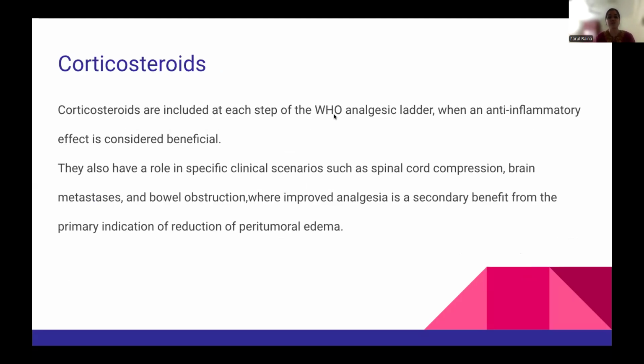Coming to the capsaicin, I've already mentioned. Now coming to the corticosteroids. Corticosteroids are one of the drugs included at each step of the WHO analgesic ladder whenever we consider that the anti-inflammatory effect is beneficial. They also have a role in specific clinical scenarios such as spinal cord compression, brain metastasis and bowel obstruction, where improved analgesia is a secondary benefit from the primary indication of reduction of peritoneal edema.